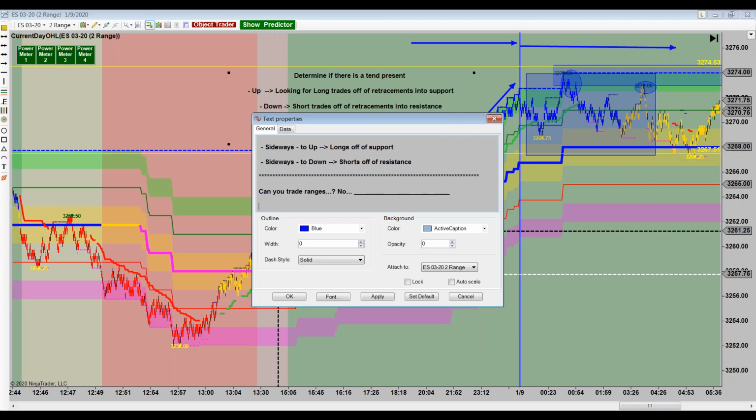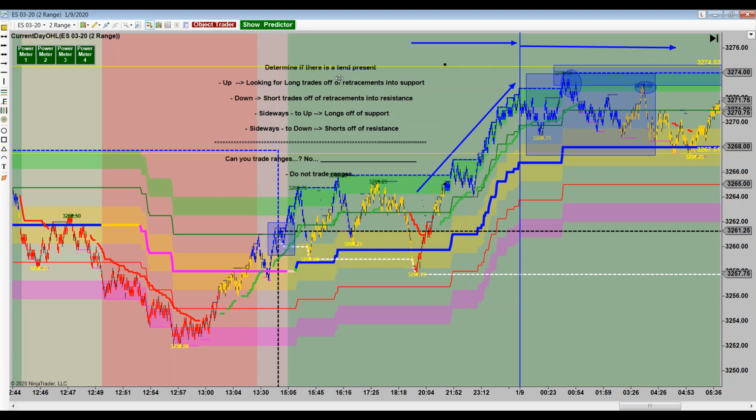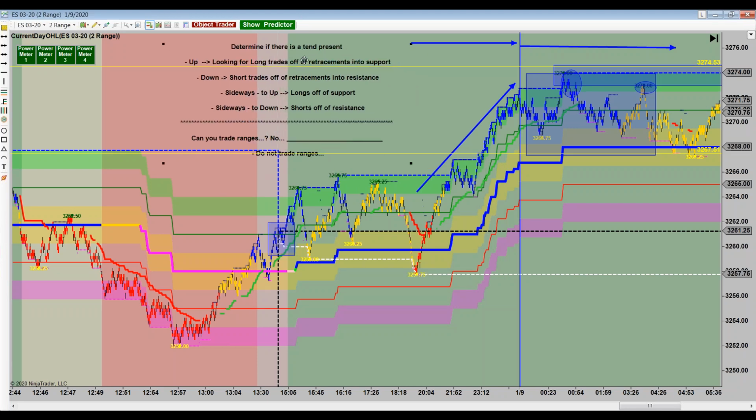Okay, I'm going to help you out here. Then that person, that trader, you perhaps, should not trade ranges. Don't trade the range. It's literally that simple. Right? I mean, I'm not trying to be a jerk here. I'm trying to be brutally honest with you.